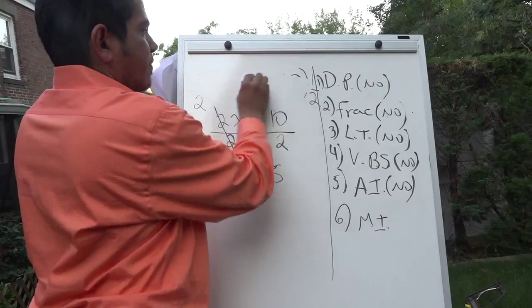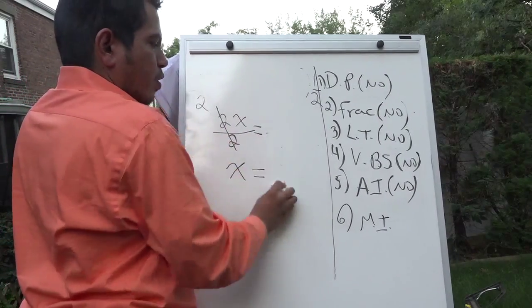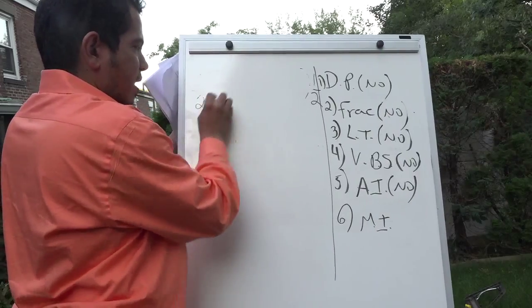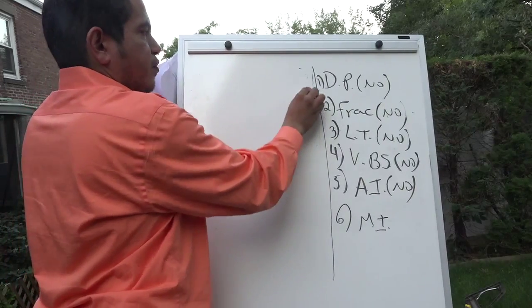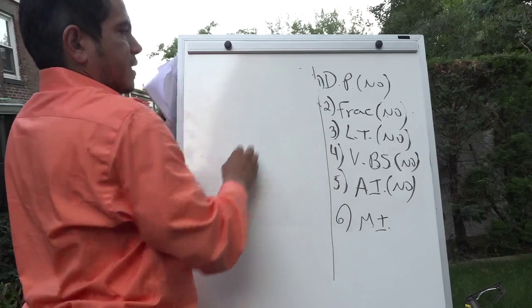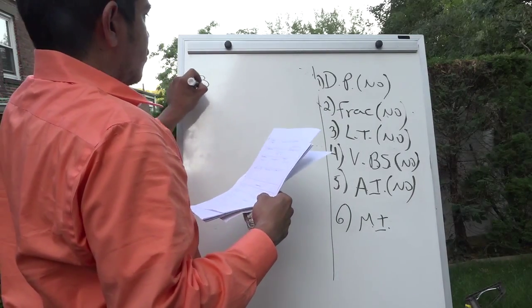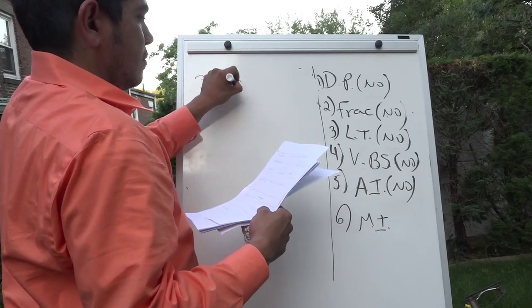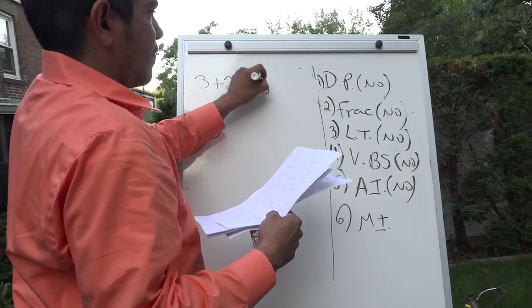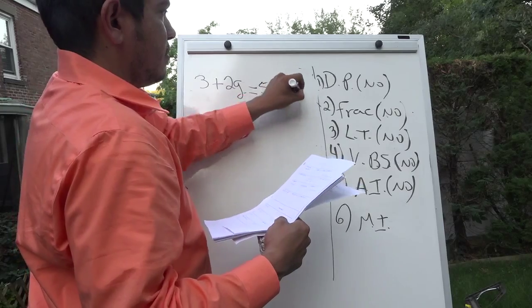So let me get rid of this. The 6 steps will always be the same. 1, 2, 3, 4, 5, 6. You have to commit it to memory. Okay? Watch. I'm going to do this problem. 3 plus 2g equals 5g minus 9.